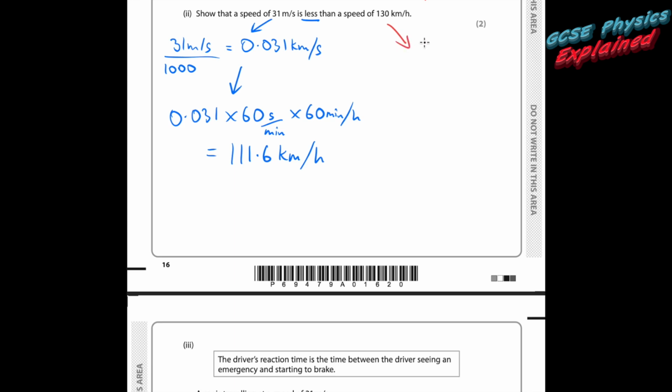But we need to see how many kilometres it is per hour. So I'll need to multiply it by 60 because there's 60 seconds in a minute. And then we'll need to multiply it by 60 again because there's 60 minutes in an hour. And that'll equal 111.6 kilometres per hour. And that's proved that it's less than 130 kilometres an hour. The other way to do it is to convert kilometres an hour into metres a second.